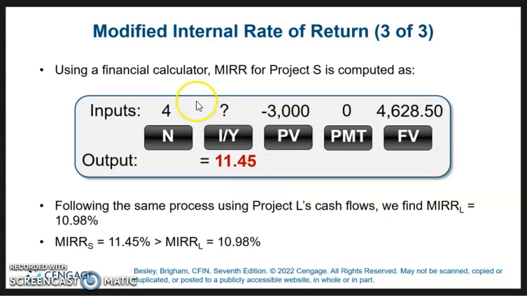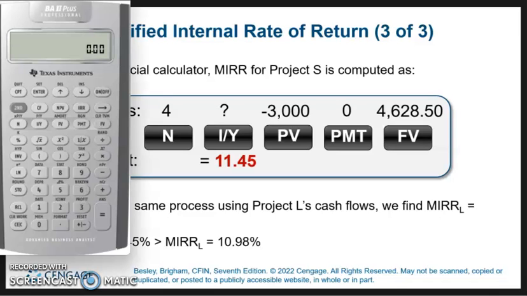So in this case, using a financial calculator for project S, we should get a modified internal rate of return of 11.45%. The one thing about the BA2 Plus is that the modified internal rate of return function can be a little bit squirrely. We still have it entered in our calculator. If we go back to IRR and compute, we came up with 13.11%.